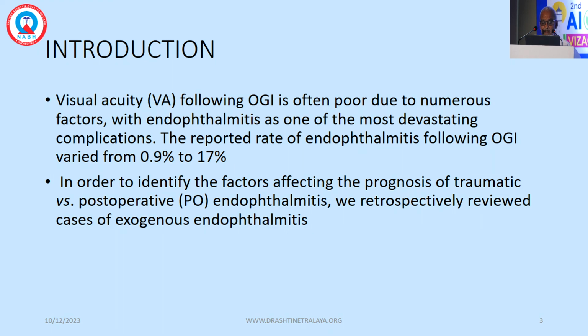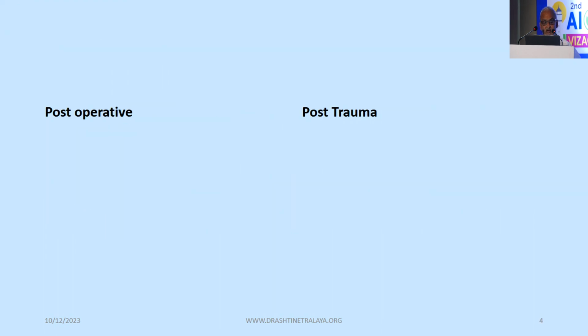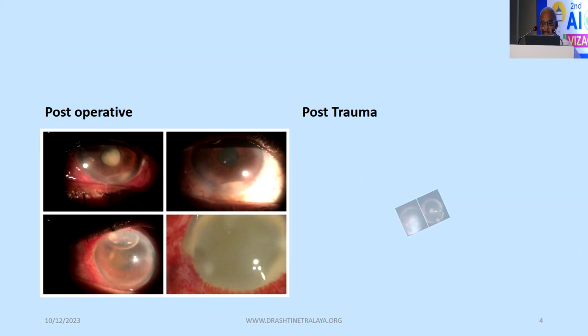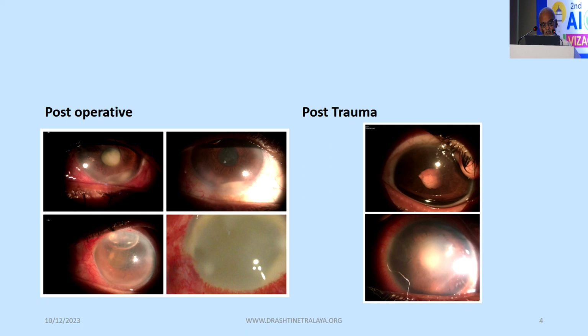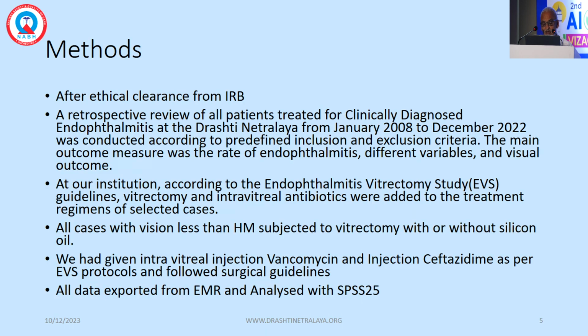The reported rate of endophthalmitis following open globe injury is 0.9 to 17%. In order to identify the factors affecting the prognosis of traumatic versus post-operative endophthalmitis, we retrospectively reviewed the cases of exogenous endophthalmitis. Clinically, if we see these pictures, they are definitely different. They are not the same because evidence of primary injury is visible. After ethical clearance, we retrospectively reviewed all demographic and clinical data between 2008 and 2022.